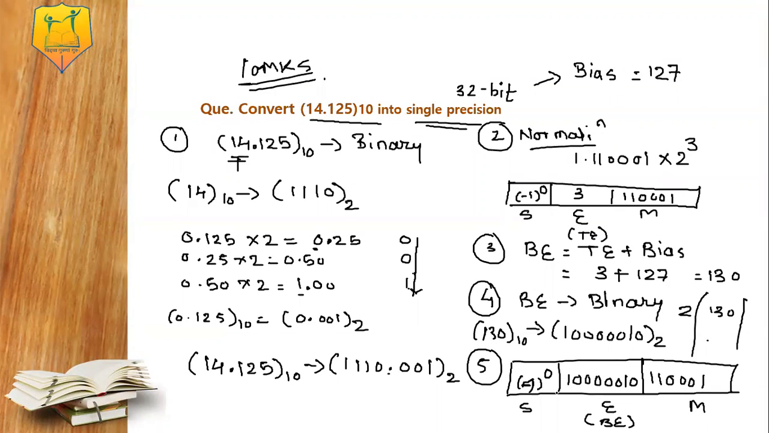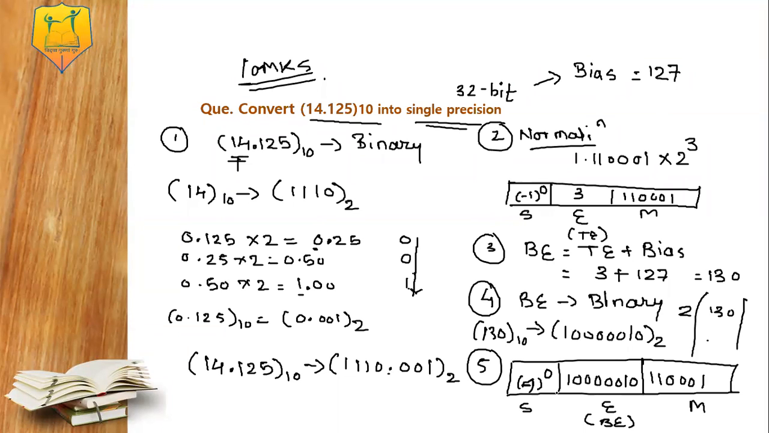Okay? So here the first part of the floating point is covered, where we saw how to convert a decimal number into a floating point number, in the two formats, either single precision or double precision. Where it is single precision, the bias value is 127.